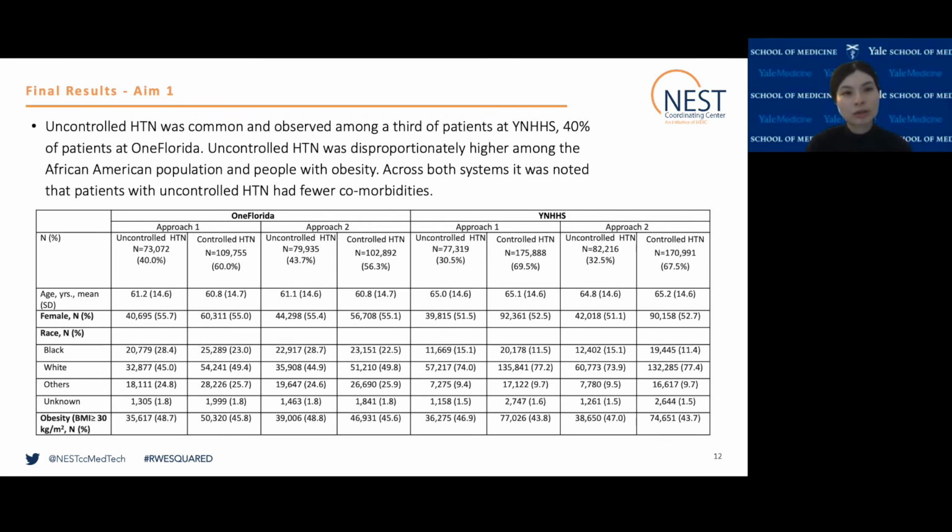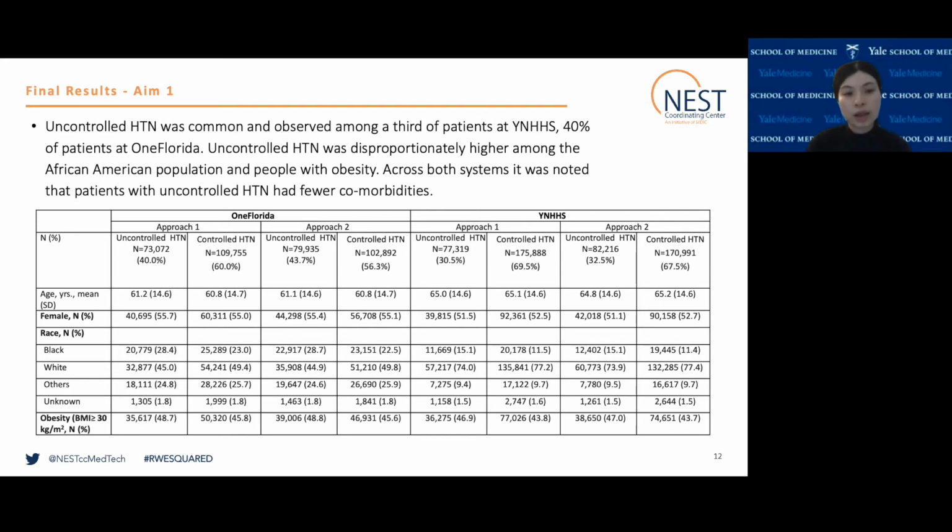Now let's look at the results together. This table shows you the result for AIM1, which is the characteristic of the population. As you can see here, for one Florida site, the percentage of uncontrolled hypertension is about 40%. And for the Yale site, the percentage of uncontrolled hypertension is about 1/3. So we know that uncontrolled hypertension is quite common across these two large health systems.